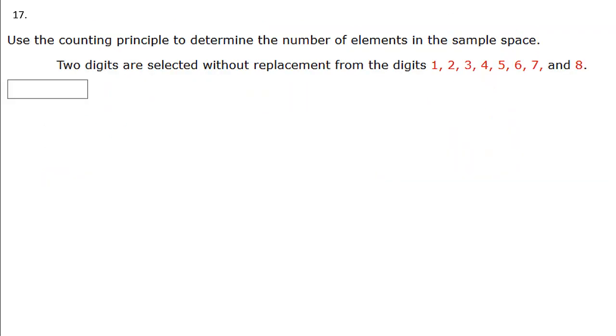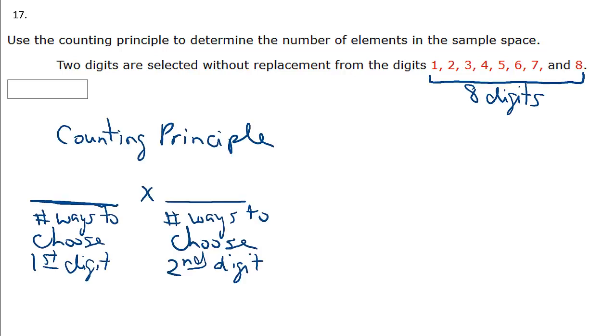17. Use the counting principle to determine the number of elements in the sample space. 2 digits are selected without replacement from the digits 1, 2, 3, 4, 5, 6, 7, 8. So remember, we've got 8 digits, and the counting principle says if we're choosing 2 digits, that's a 2-stage experiment. The number of ways to choose the first digit is the first stage, and the number of ways to choose the second digit is the second stage. The counting principle says we need to count each of those 2 stages and then multiply. So if you're selecting any digit 1 through 8, there are 8 numbers you could choose for the first digit.